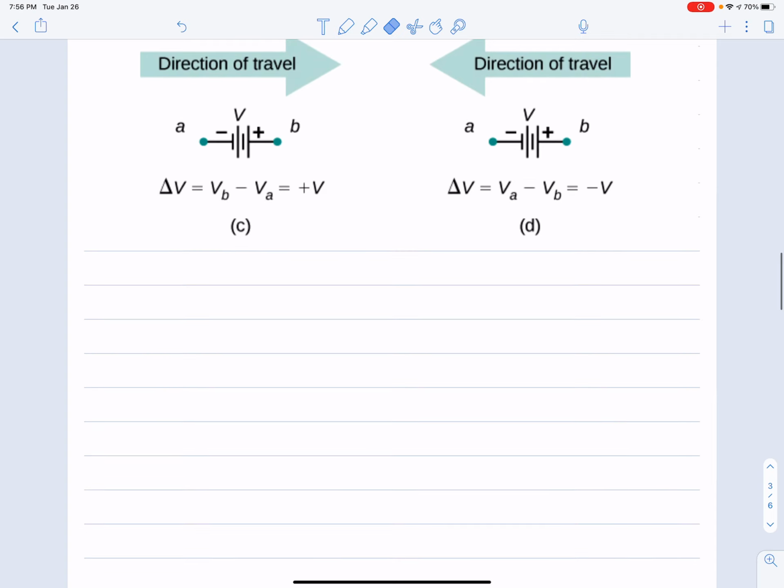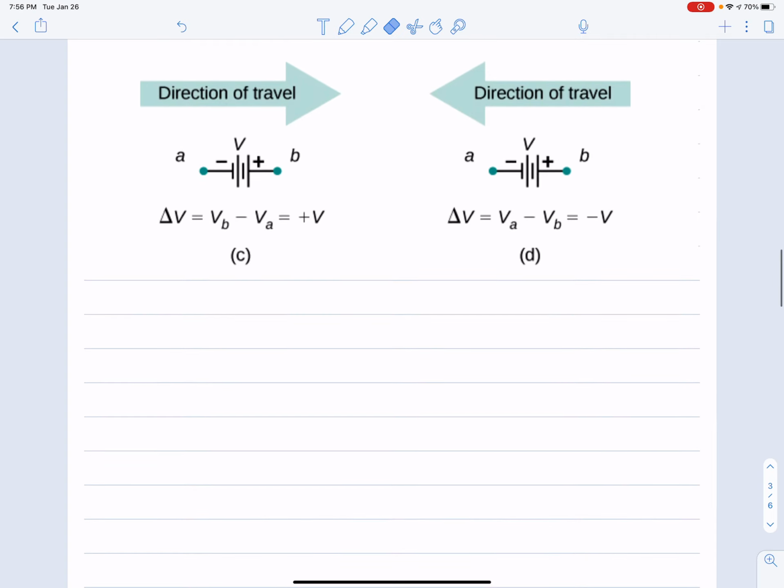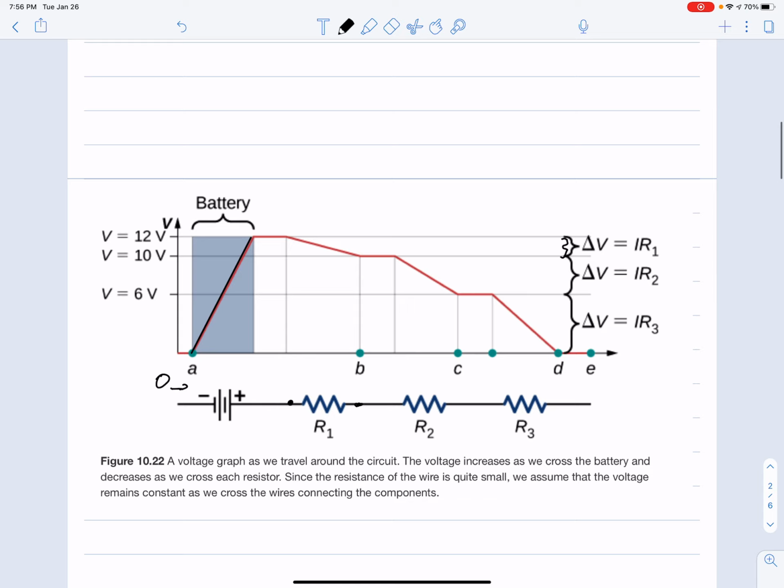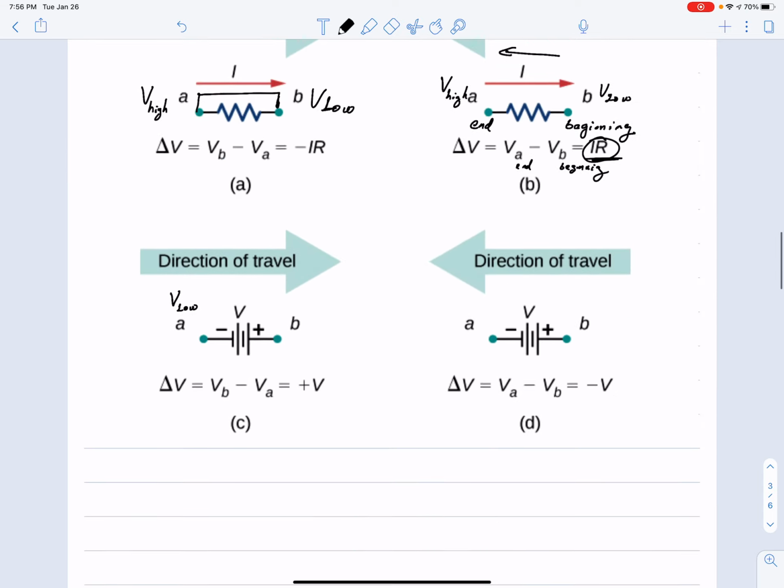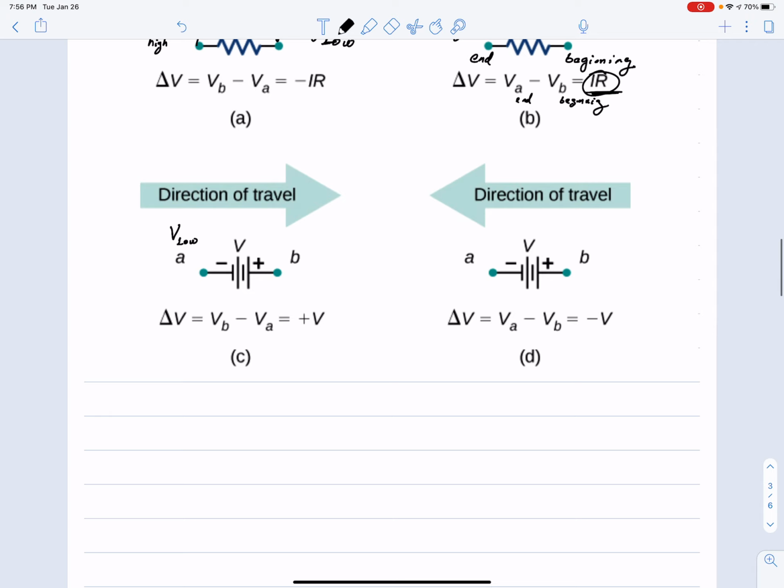In here, for the batteries themselves, remember, batteries start from, at this point, the battery is low, like we showed in the graph, right? It starts from low, and it ends up high. Okay? Then, because we're going in a direction of travel, high minus low will give me a positive voltage.